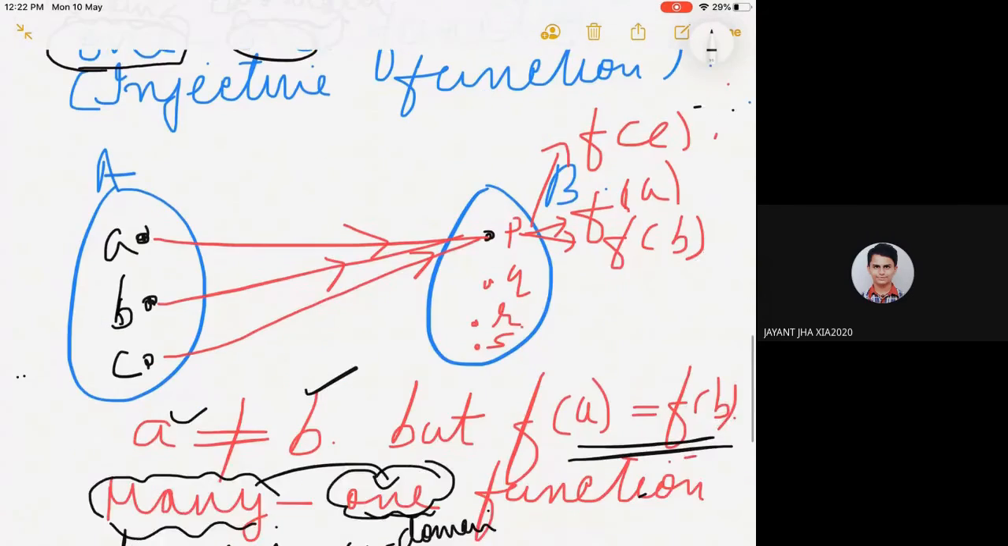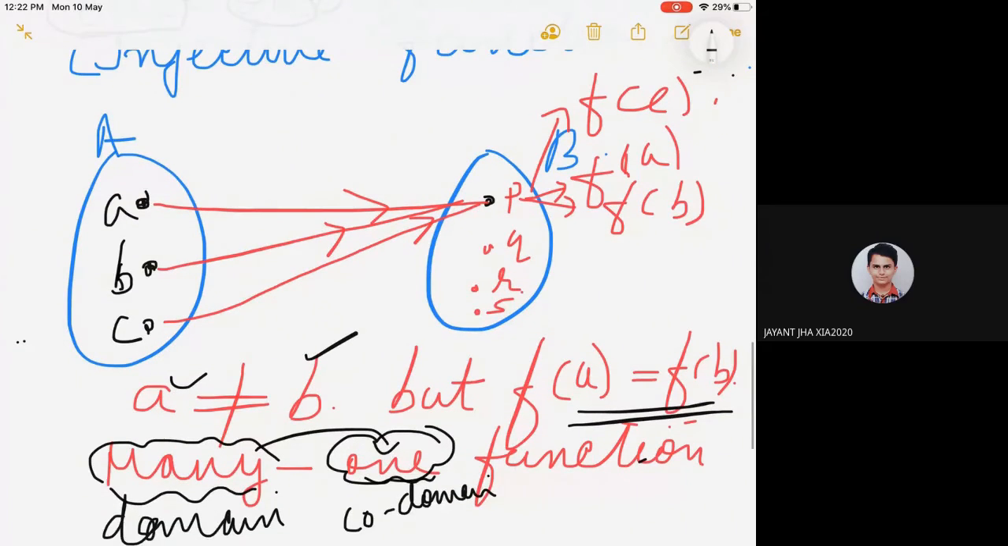An example of a many-one function: suppose we are taking the marks of the students. Many students from this domain might have got the same image, the same mark. So that will be a many-to-one mapping, or many-one function.